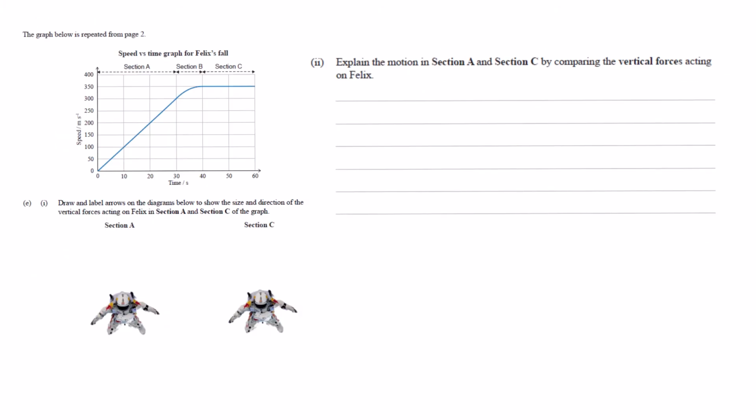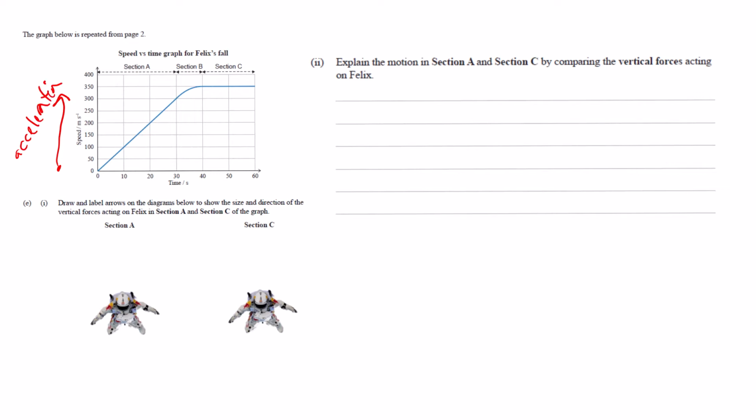Part E is our graph again from the previous page. Draw and label arrows in the diagram below to show the size and direction of the vertical forces acting on Felix in section A and section C of the graph. So section A, we can see that the velocity increases from 0 up to 300, so we can say he is accelerating as it was in the first question.